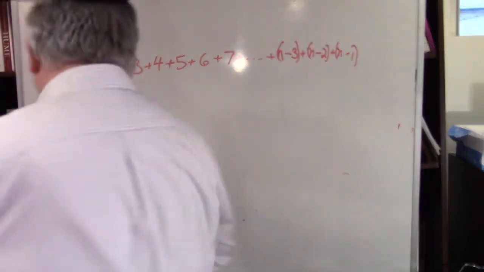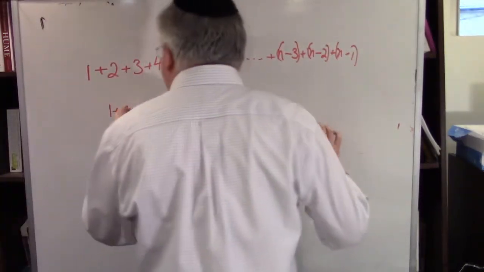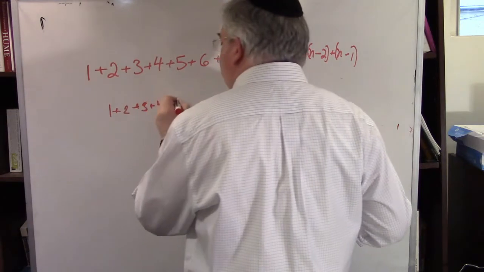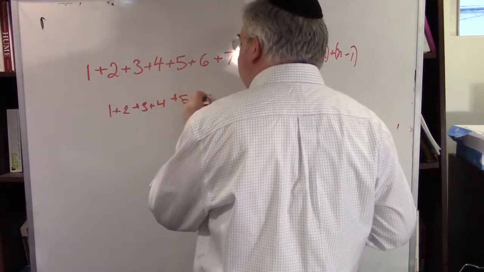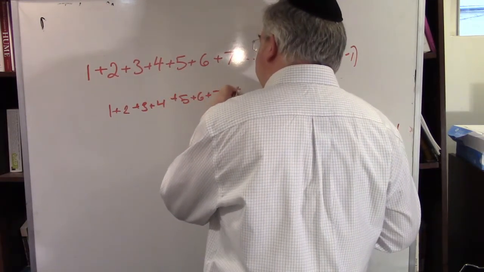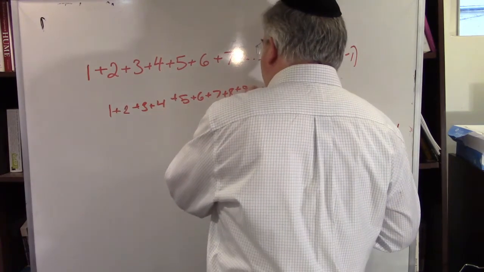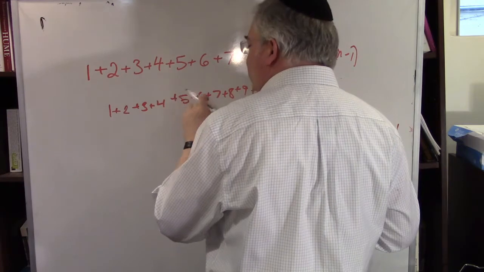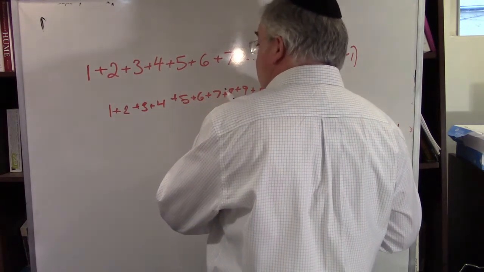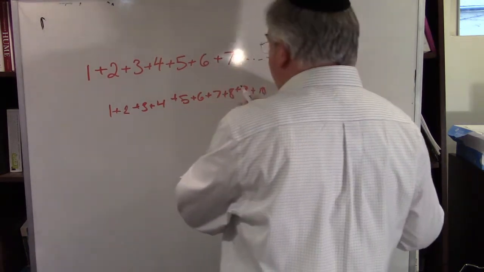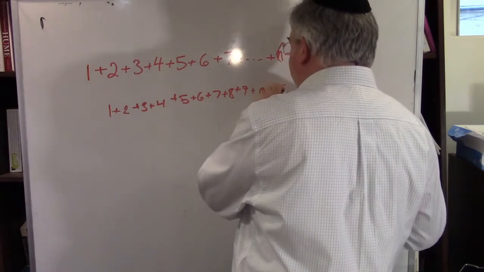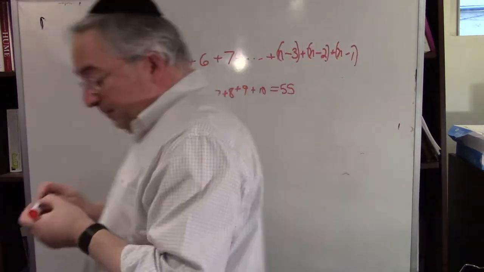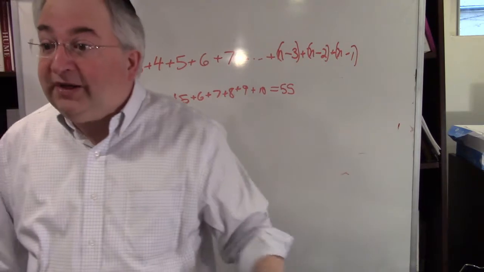Let's do that. 1 plus 2 plus 3 plus 4 plus 5 plus 6 plus 7 plus 8 plus 9 plus 10. Okay, 1 plus 2 is 3, plus 3 is 6, plus 4 is 10, plus 5 is 15, plus 6 is 21, 28, 36, 45, 55. She saw that what the boy said was 100% correct.